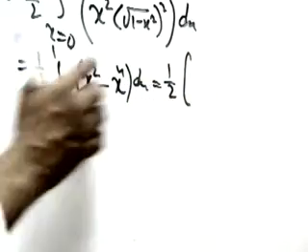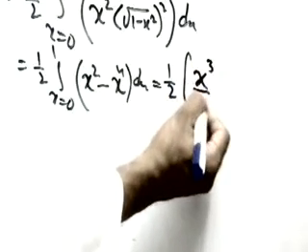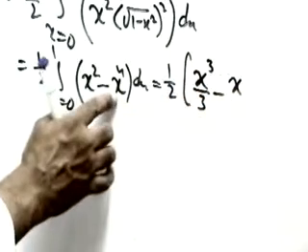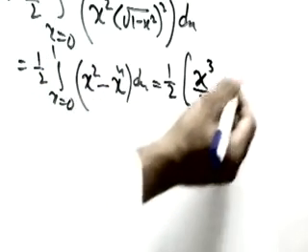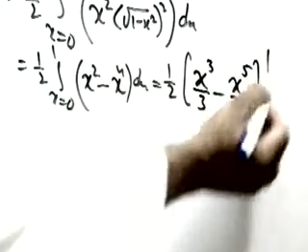Now 1 by 2 into, let me integrate this one. Integration of x power n is x power n plus 1 by n plus 1. So 2 plus 1 will be 3, so x cube by 3, and similarly minus x power 4 integrates to x power 5 by 5.